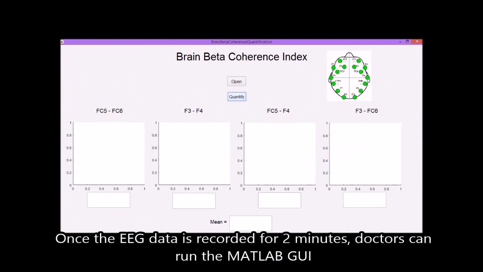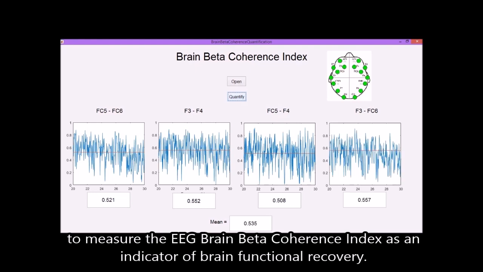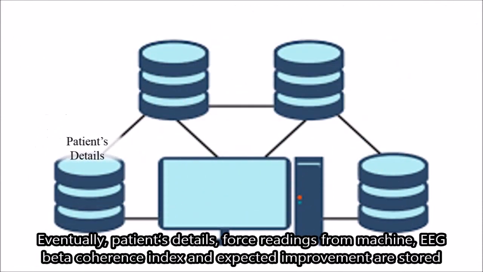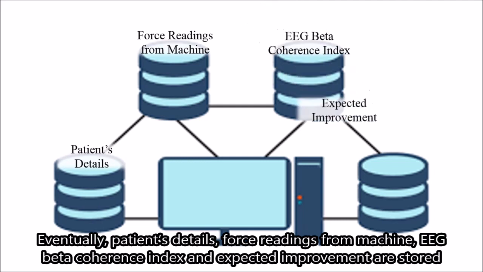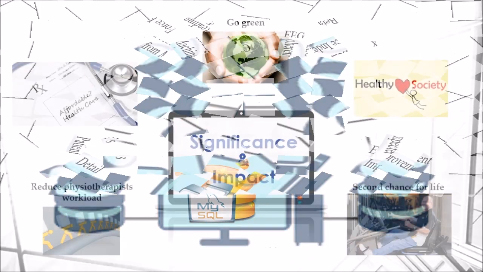Once the EEG data is recorded for 2 minutes, doctors can run the MATLAB GUI to measure the EEG brain beta coherence index as an indicator of brain functional recovery. Eventually, patient's details, force readings from machine, EEG beta coherence index and expected improvement are stored into a MySQL database, and it allows doctors to access from time to time in monitoring the stroke recovery of patients.